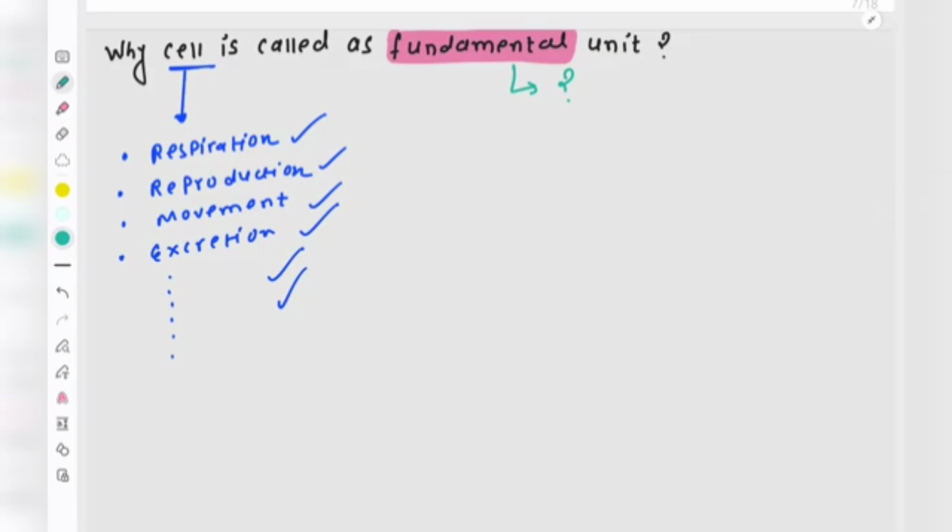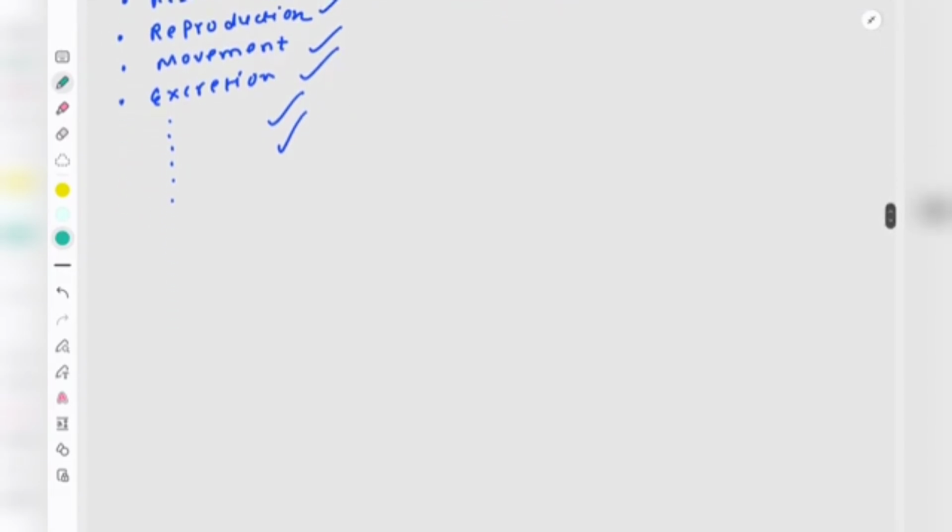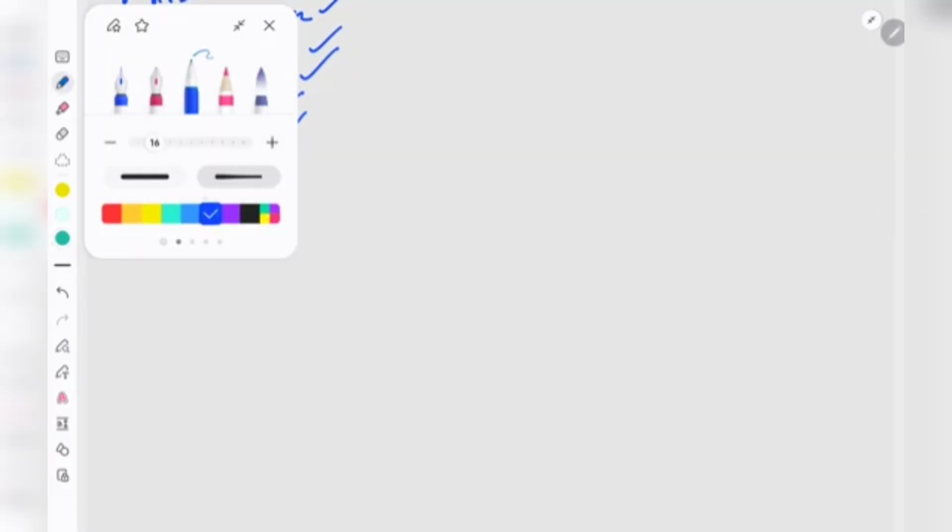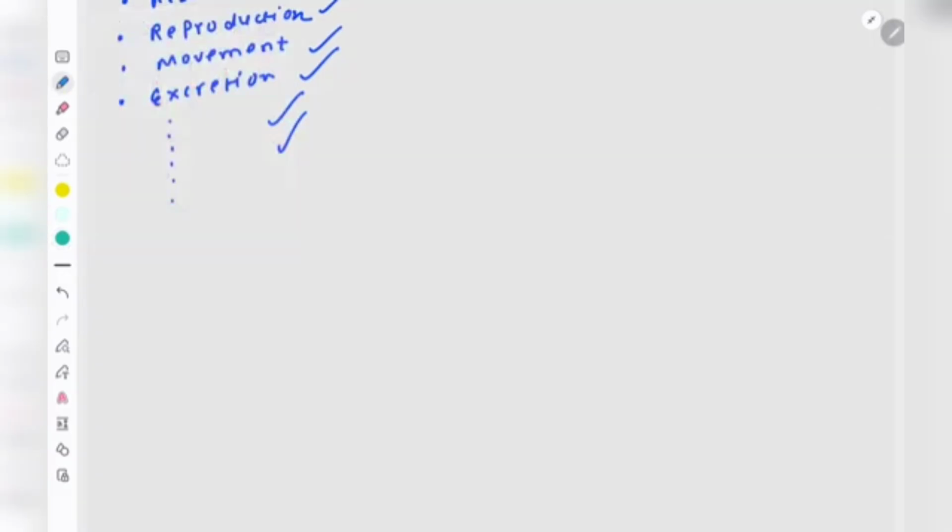Now I'll ask you one question. Before asking it, I want you to write down one statement, and that is: cell is the functional and structural unit of the organism.